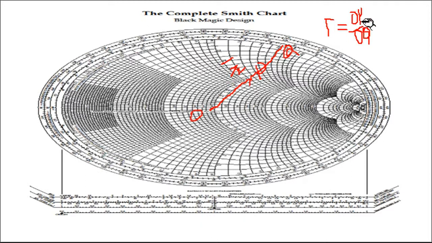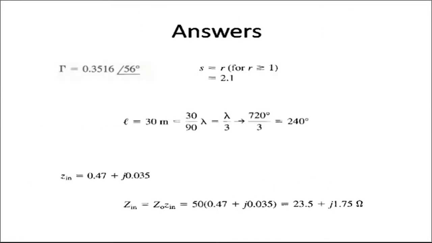So reflection coefficient is equal to OP upon OQ. That's it. So this is the first calculation you can do. Let's try to understand this in the numerical. So the reflection coefficient, you will get this as 0.3516 at an angle of 56 degrees. Now where am I getting this angle from?